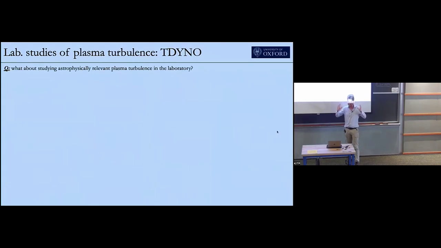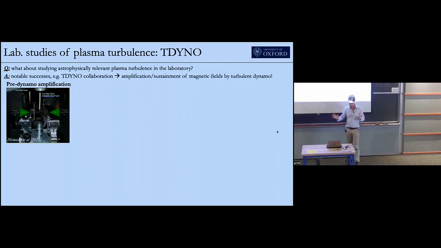What can we do? Well, I thought I would focus on the work of the T-Dyno collaboration, which I've been involved with since I started in this field, started by Gianluca Gregori over a decade ago now. In particular, this is looking at work that's very relevant to what James was talking about, the phenomenon of magnetic field amplification in turbulent plasmas. The first experiments were done on the Vulcan laser over a decade ago now.